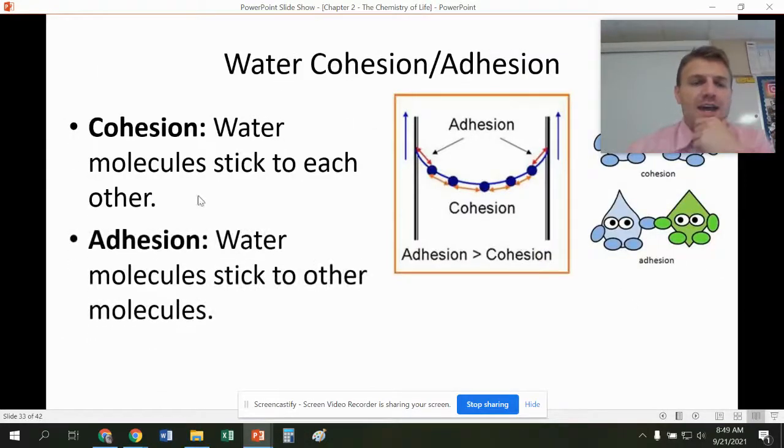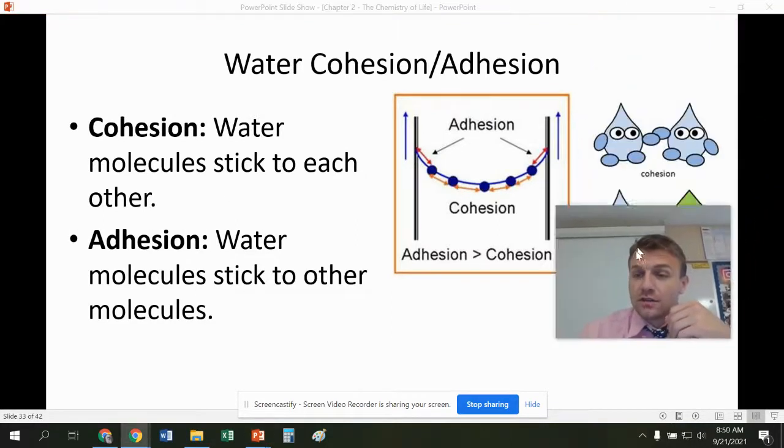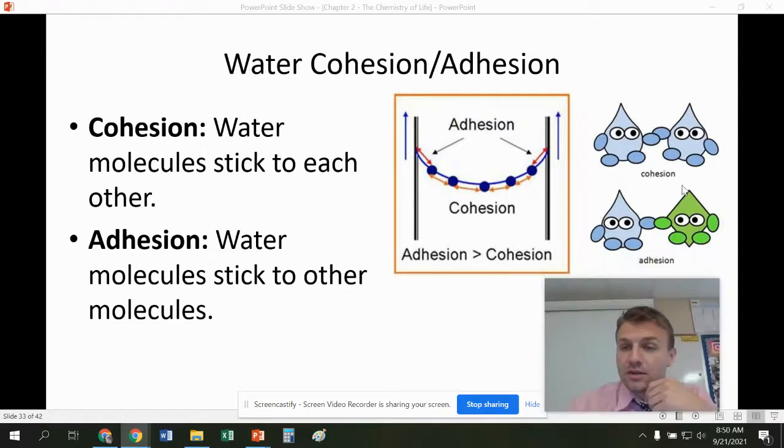All right, cohesion versus adhesion. Water molecules that stick together, that's cohesion. That's that attraction force between the water molecules because of those hydrogen bonds. Adhesion is when water molecules stick to other molecules that are not water. So if you look up here, this is cohesion, water molecules attracting to each other, and then adhesion, water molecules attracting to the non-water molecules.